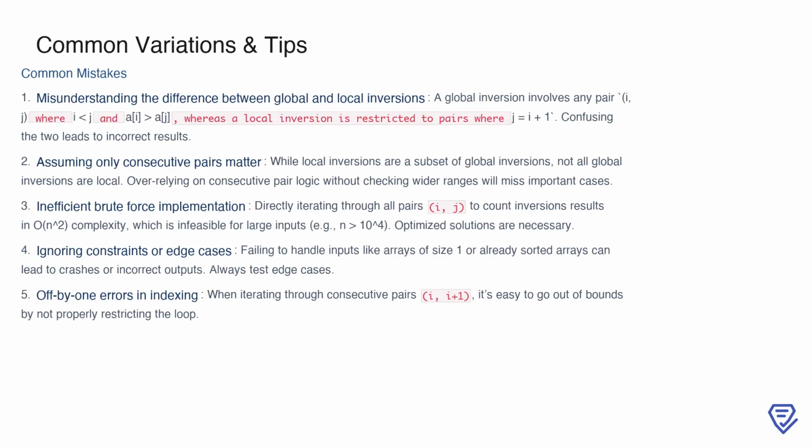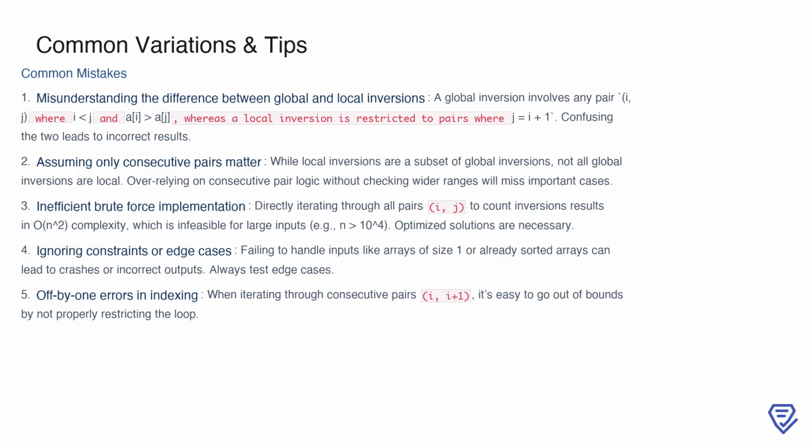When solving the global and local inversions problem, there are some common mistakes to be mindful of. First, it's easy to misunderstand the difference between global and local inversions. Remember, a global inversion refers to any pair of indices i and j, where i is less than j and A[i] is greater than A[j]. In contrast, a local inversion is a much tighter condition where j equals i plus 1. This distinction is crucial because confusing the two can lead to incorrect results.